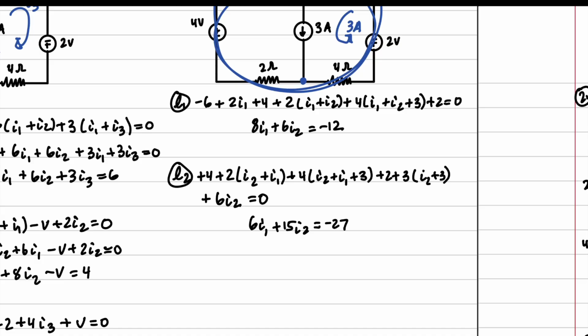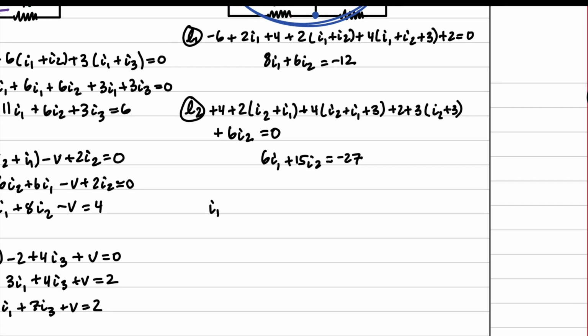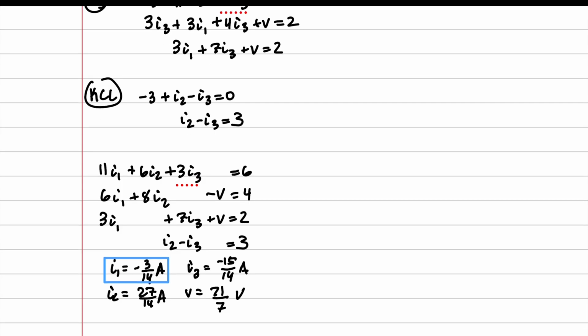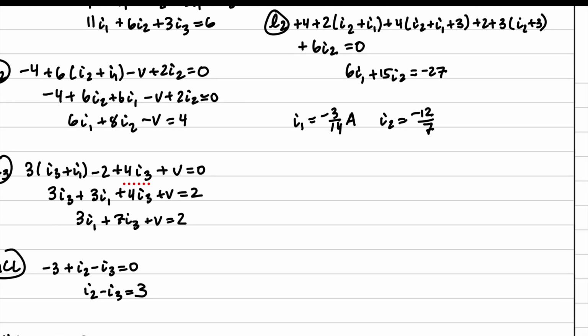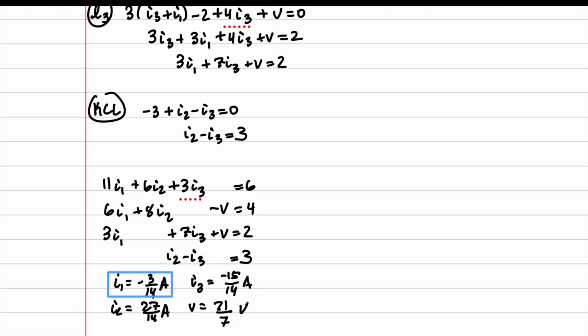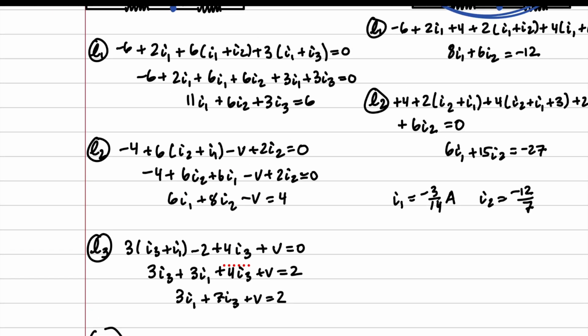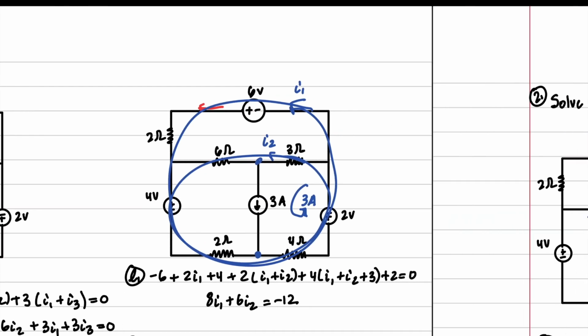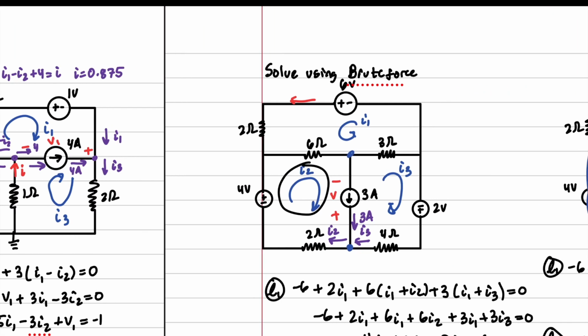And solving this out, we get, lo and behold, negative 3/14 amps for I1, and for I2, negative 12/7. And check that out. We've got I1 and I1 to be the same. Now, I2 and I2 are different here because this I2 is accumulated current all the way through this loop, whereas that I2 is accumulated current all the way through this loop. So those are going to be different.